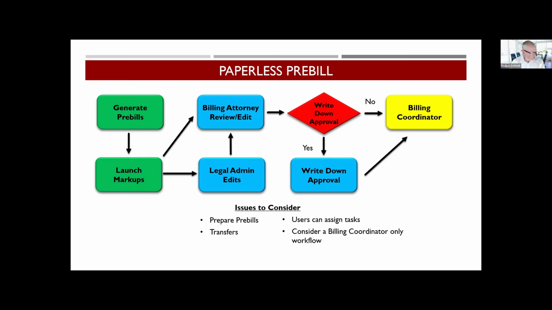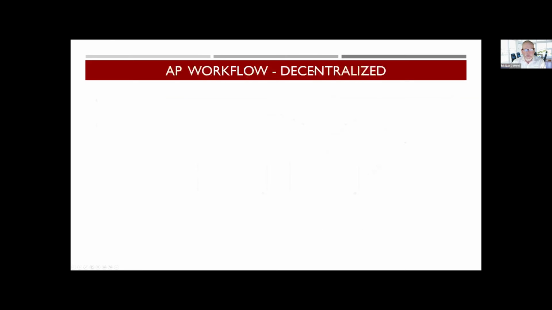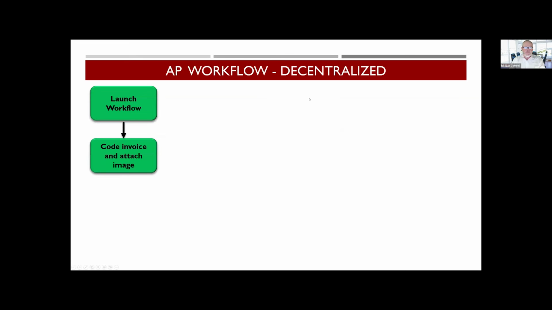Okay, I'm going to move on to accounts payable. Now, in Expert 8.2.2, there are really two out-of-the-box methods for implementing AP workflow. And it really depends on how your firm is set up. And you can actually implement both of them at the same time. So the first method that I'm really most familiar with is what I would call a decentralized model.